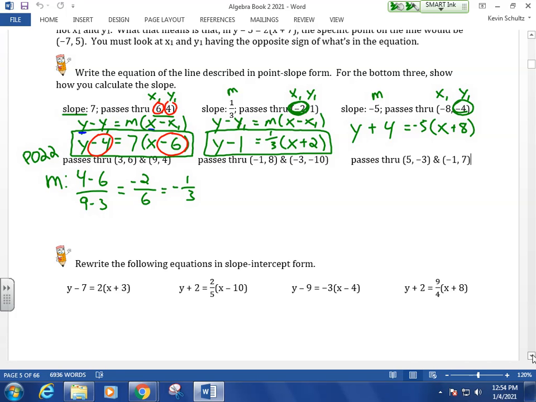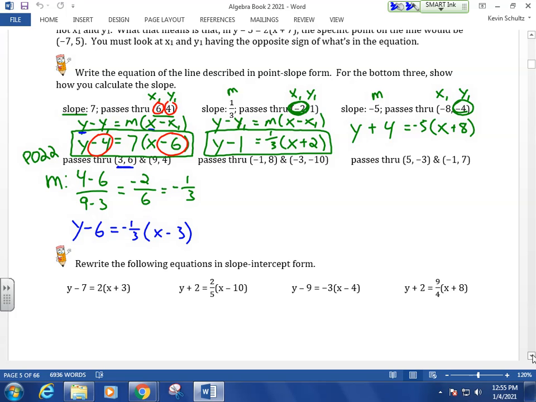Now that we have the slope, we can go ahead and write our equations in point slope form, and we can use either ordered pair here because both of them are on the line. So using (3, 6), our answer would be y minus y1, which would be -6, equals the slope, -1/3, times x minus x1, which would be -3.